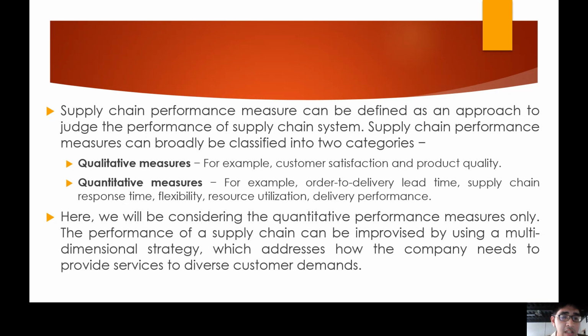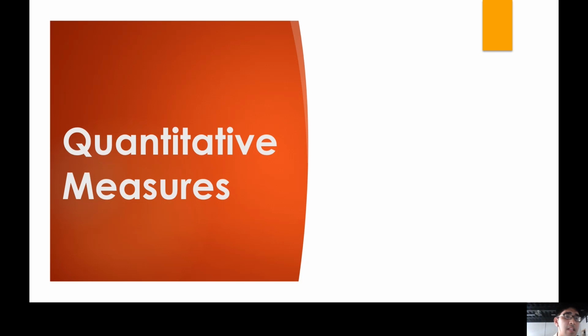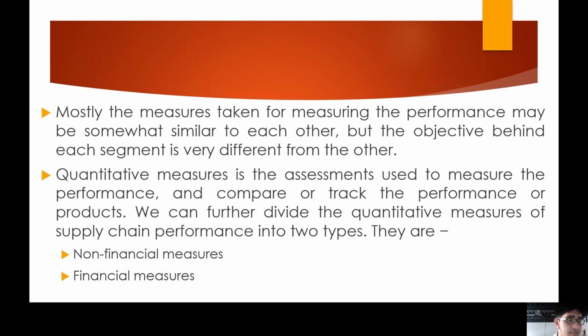The performance of a supply chain can be improved by using a multi-dimensional strategy which addresses how the company needs to provide services to diverse customers' demand. Again, in this video discussion, we are going to focus on the quantitative measures. So what are the quantitative measures that we are using to measure the efficiency, effectiveness, performance, quality, and so on of our supply chain?